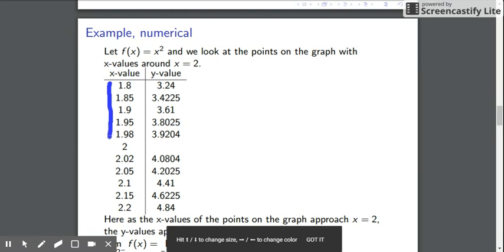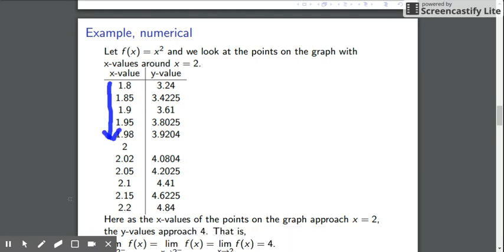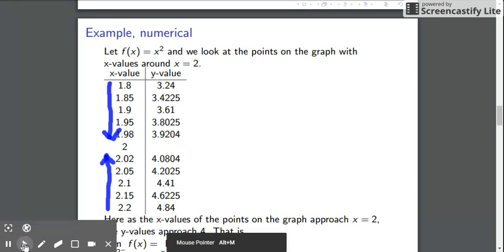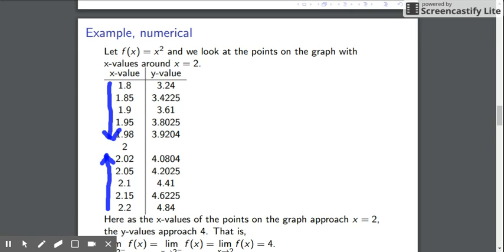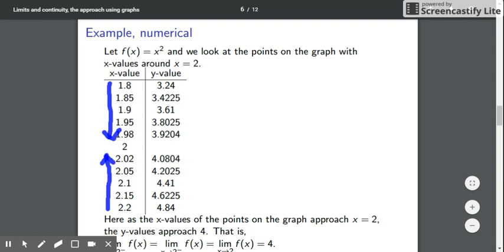because we're planning to see, as we go like this, we get closer and closer to 2 from below. As we go like this, we get closer and closer to 2 from above. If you plug these x values into the function, you get these y values. These are all y values that you get by plugging them into the function.